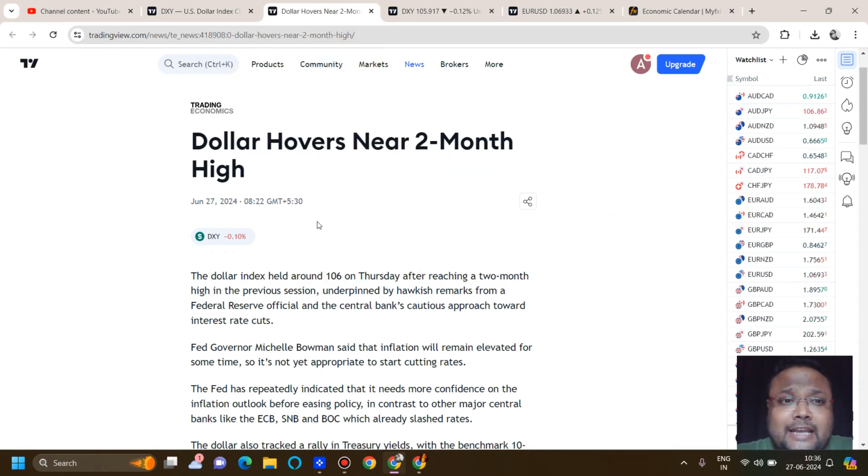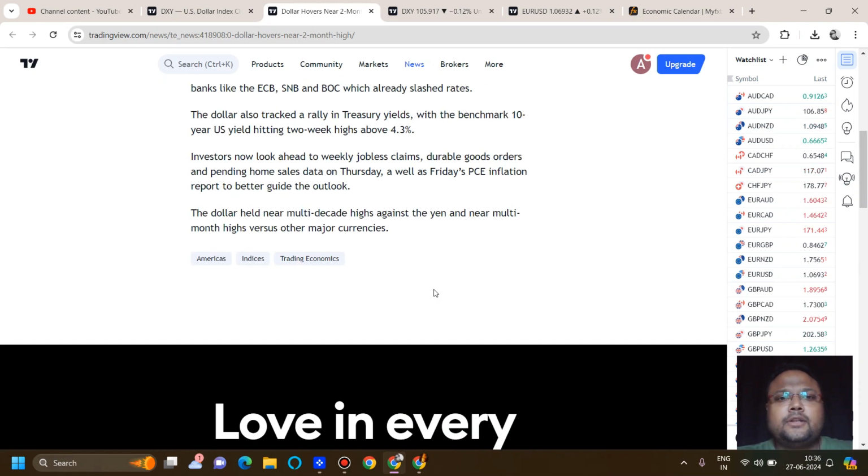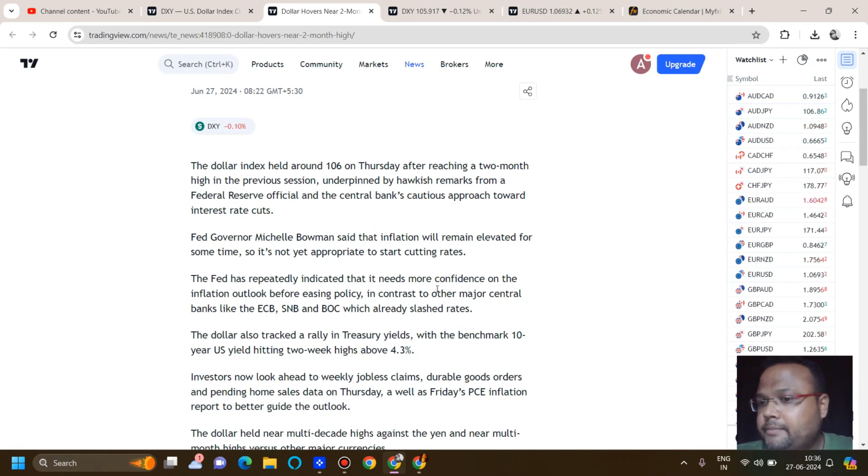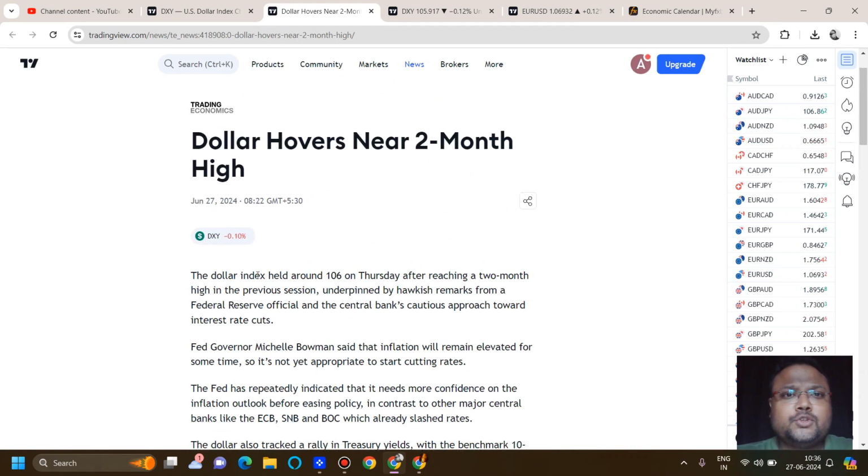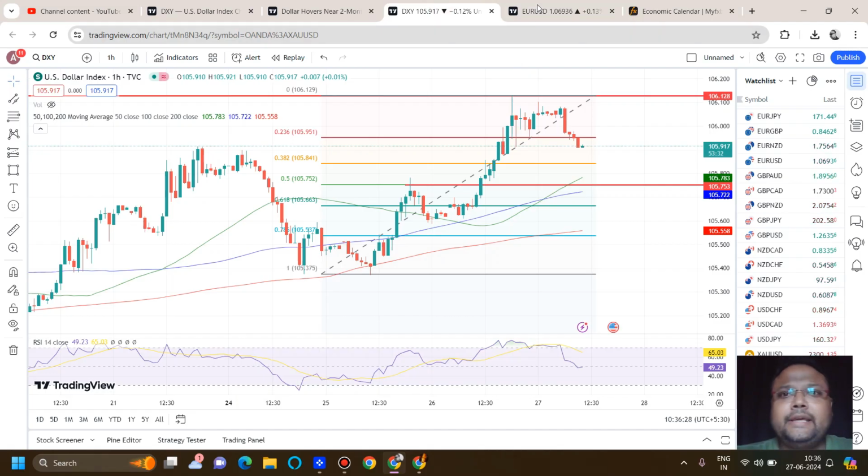And if you look at the market sentiment, the dollar hovers near a 2-month high. The dollar index held around 106 on Thursday after reaching a 2-month high in the previous session, underpinned by hawkish remarks from a Federal Reserve official and the central bank's cautious approach towards interest rate cuts. If it's a long article and you want to read it, I can paste the link in the description. So the dollar index is overall bullish right now. We have discussed DXY.